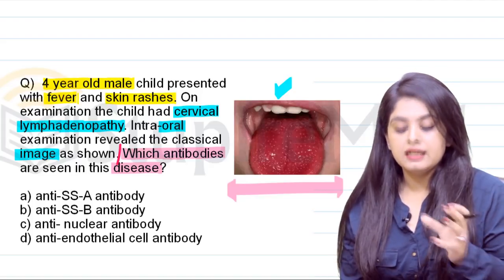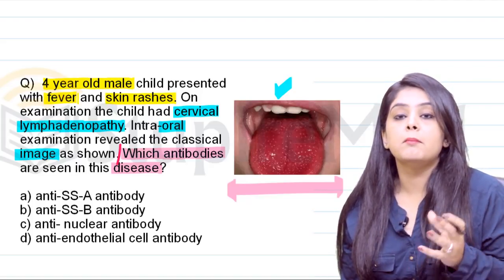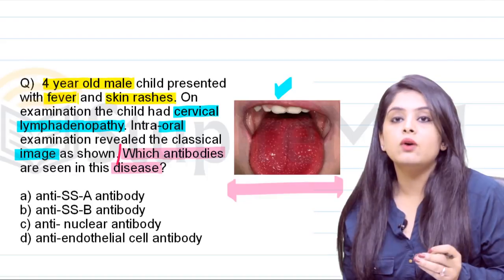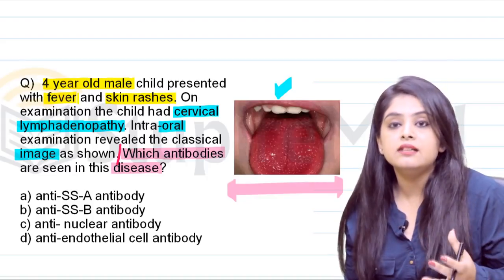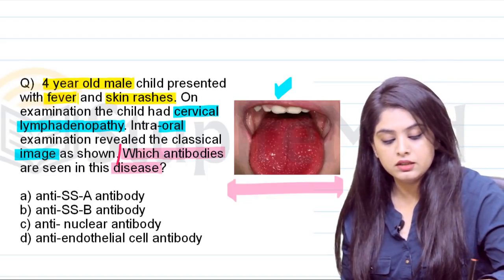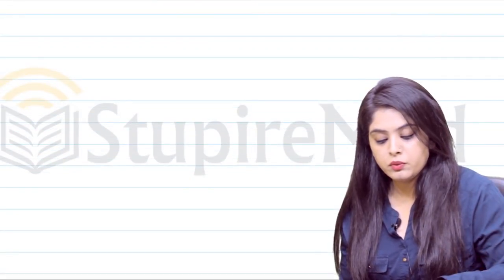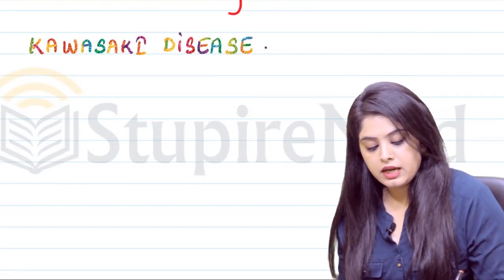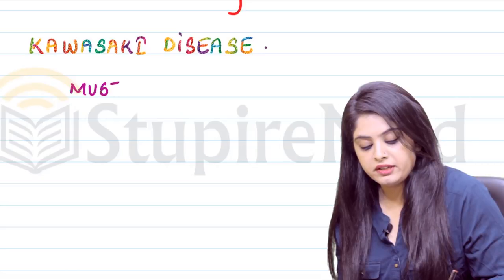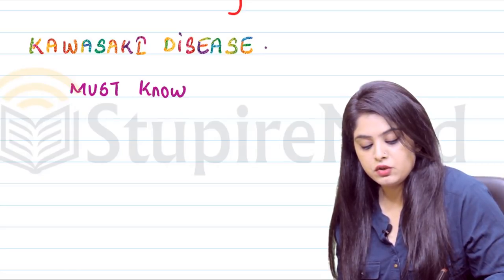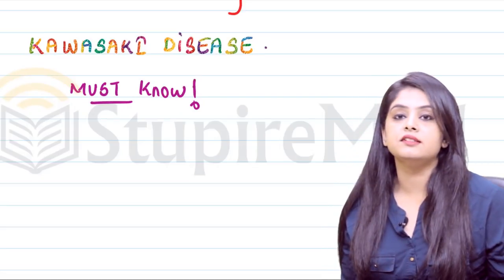So the examiner wants to ask you the antibodies that are seen in this disease. Students, we are considering a must-know topic. So now let's go through the must-know details about this particular disorder, the must-know points for Kawasaki disease.